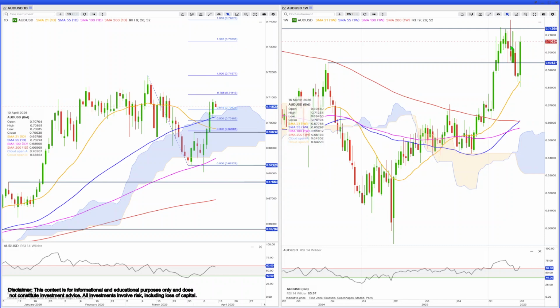We can see massive recovery here on the weekly chart also. There's no divergence on the RSI on the weekly, indicating likely higher levels on Aussie dollar.